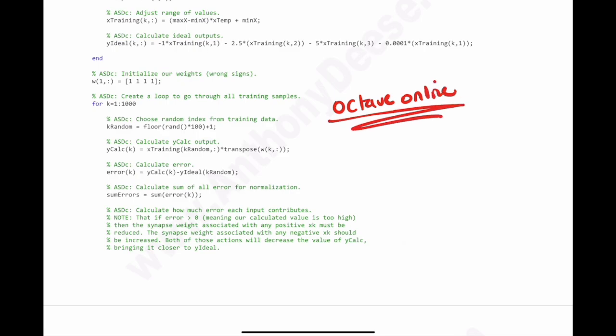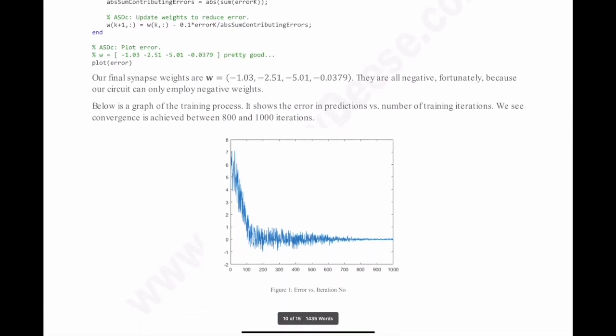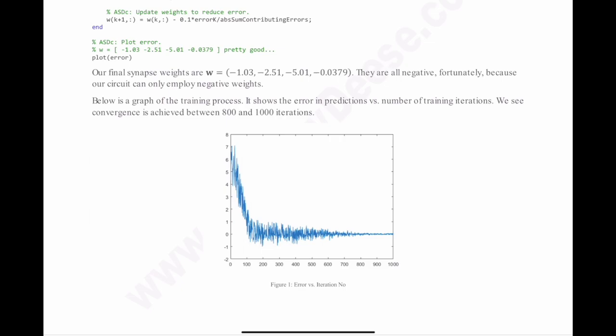This is a website that has a free MATLAB alternative. I mean, it's not as functional or as capable as MATLAB, but it can definitely run a script like this. Once we run that, we can see that our final synapse weights are shown here. They're all negative, fortunately, because our circuit can only generate negative weights because it's an inverting op-amp.